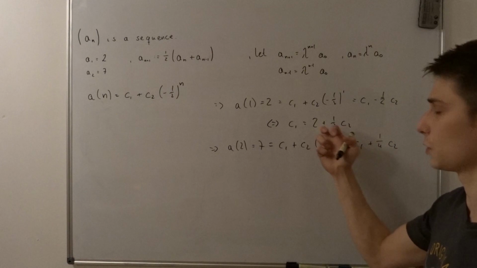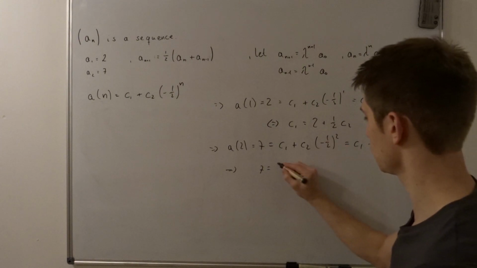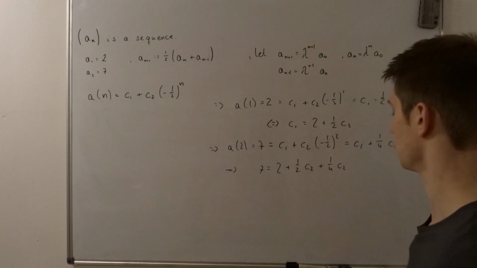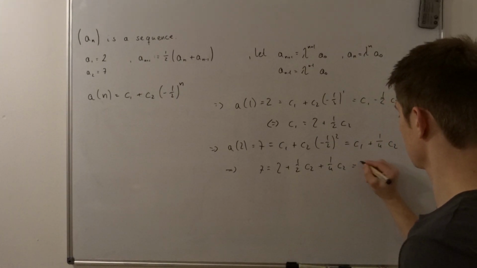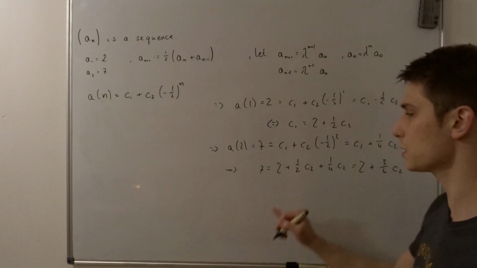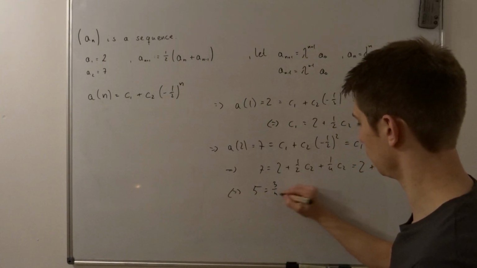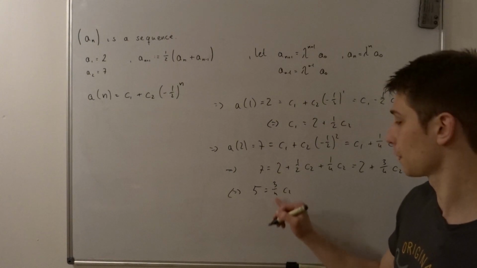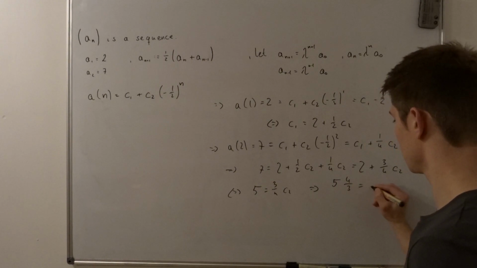And now we can also plug our c1 in. So that would mean that 7 is nothing else than c1, which is 2 plus 1/2 c2, plus 1/4 c2. And we can bring those together, so that's 3/4 c2. So 2 plus 3/4 c2. And now we can bring 2 to the other side, so that's 5. 5 does equal 3/4 c2. And now we can divide both sides by 3/4. So that would mean that 5 times 4/3 does equal c2.